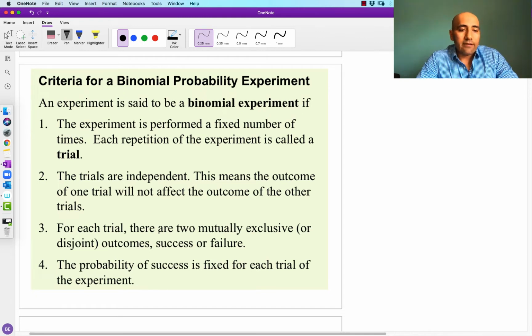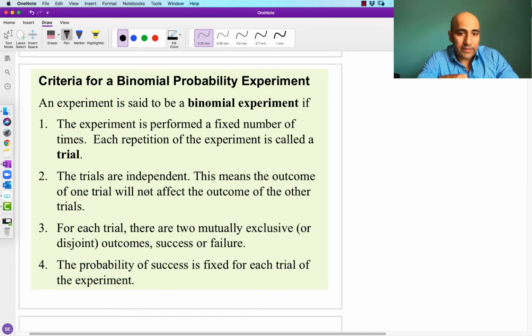Good. Okay, and finally, the probability of success is fixed for each trial of the experiment. So it doesn't change as you progress from trial to trial. The probability of success stays fixed and constant throughout. The little example I gave about the hat with some red balls and blue balls in there, that's an example where the probability is not fixed, right? Because I am not replacing it, and so therefore it fails that.